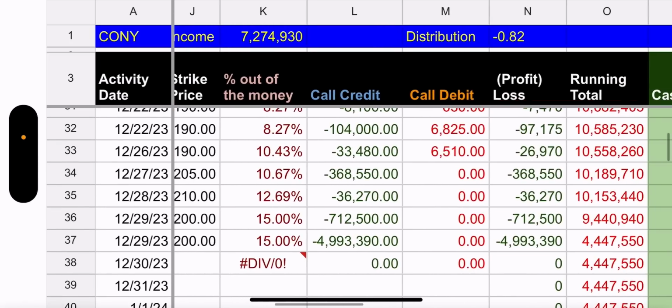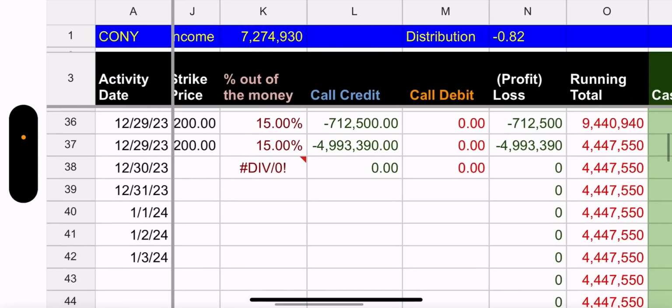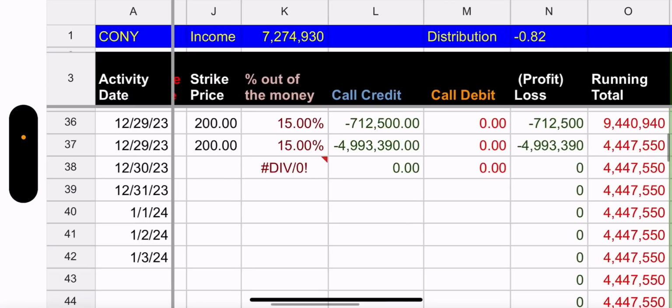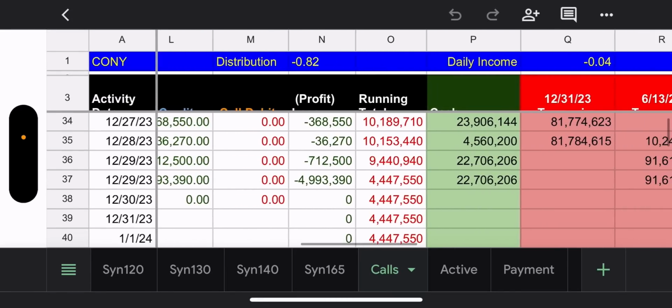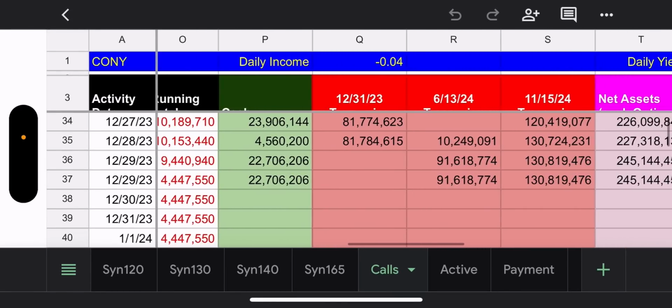But they made good money, man. They made good money. Look at that. 4.9 million, 5.6 million dollars. Damn. So the income at the top is now down to 7 million. So the short call income has decreased. The debit has decreased, which is good.